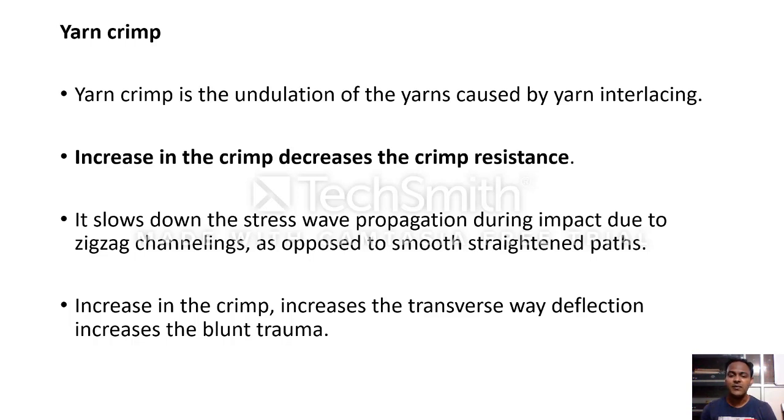An increase in the crimp increases the transverse wave deflection and it increases the blunt trauma. This blunt trauma is one of the problems which we will be discussing in the next lecture in detail. Blunt trauma happens when a person wearing ballistic clothing is hit by the projectile, and there will be an injury in the internal organs. It happens when the fabric contains crimped yarns. So crimp is not a desirable feature for ballistic protection.